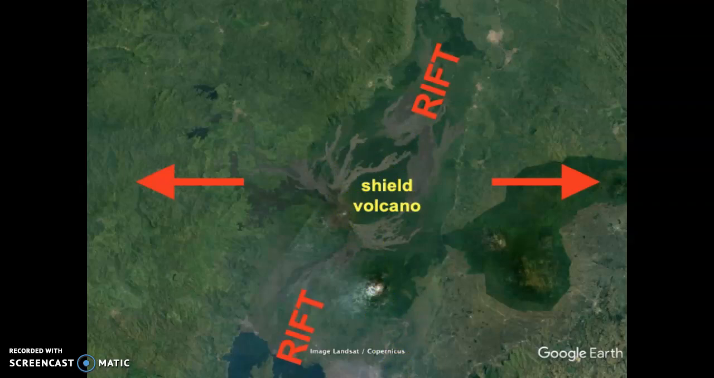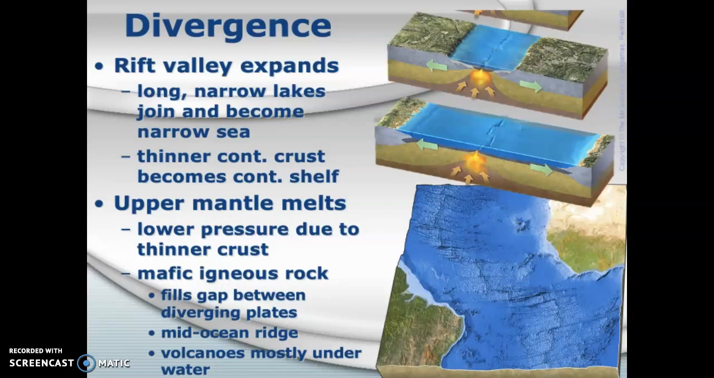So the next question might be, what happens if we keep pulling this apart? If we take more time, this is the early stages of rifting. If we continue to pull it apart, at some point we won't be able to fill in that gap by faulting the continental type crust.